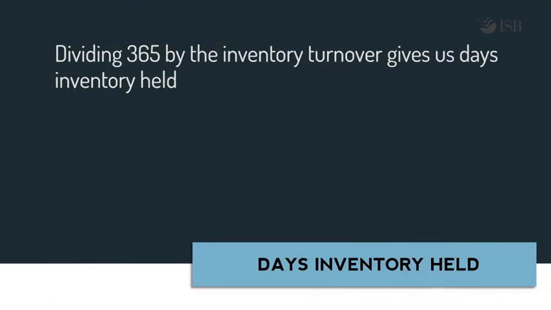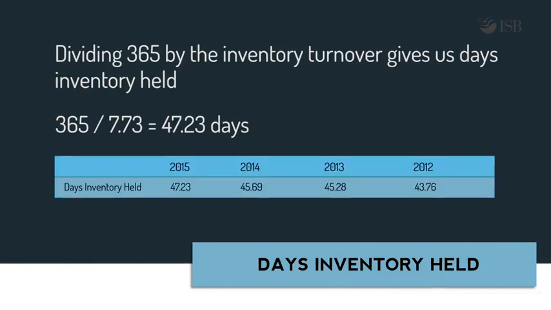Dividing 365 by the inventory turnover gives us a days inventory held of 47.23 days. Amazon sells its inventory every 47.23 days. The days inventory held has also increased slightly over the last 4 years. This could be indicative of the company losing some sales, but nothing too dramatic. This is further supported by the fact that its inventory levels have doubled over the last 4 years. An alternate explanation could be that Amazon is planning a large sale and building up its inventory for this reason.